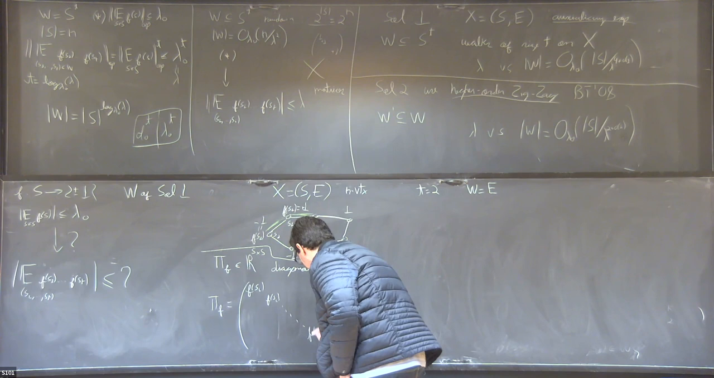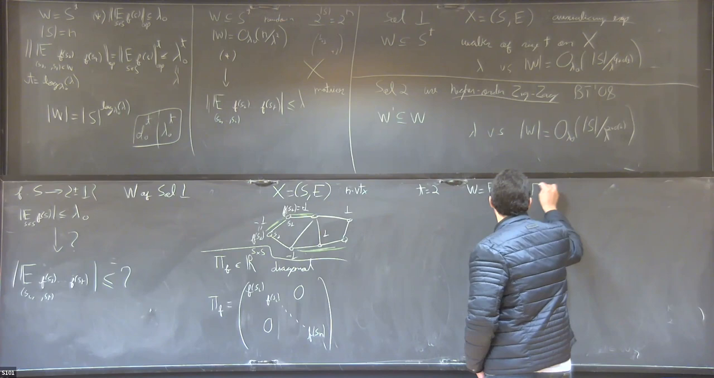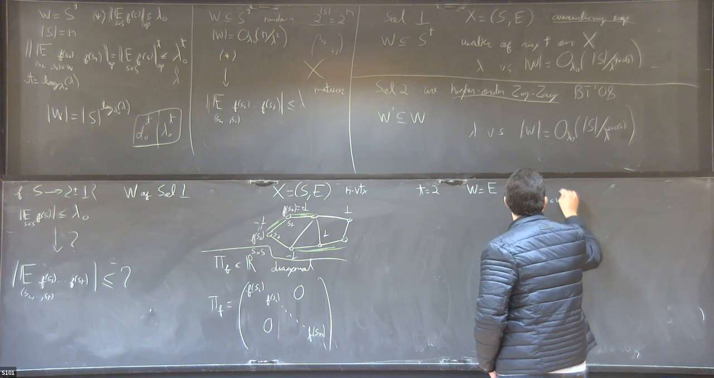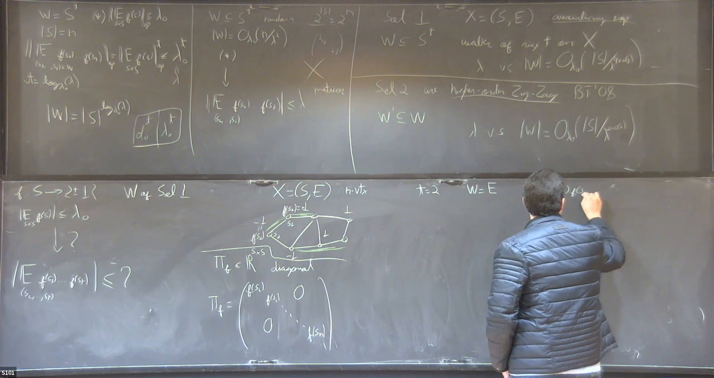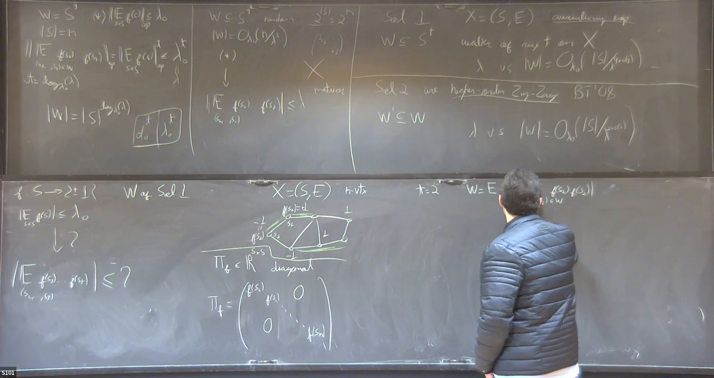We have a matrix like this, and you would like to express this quantity here in a more algebraic way. So you have S1, S2 belonging to W, and then you have F of S1, F of S2. All right, I would like to understand this guy. Can you write this simple guy in matrix form somehow? Let's try that. How can we start writing this in matrix form?